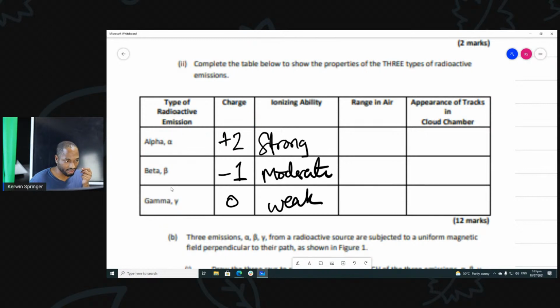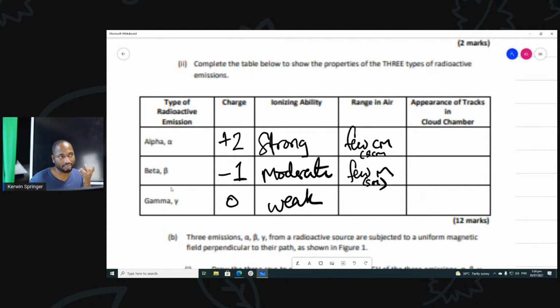And weak. Range in air: a few centimeters is good. A meter is good. And very far with gamma. Oh, I think they wanted to actually draw the appearance. Now, this one is interesting. So, a few centimeters, so 5 centimeters, a few meters, like 5 meters. And I don't know what to write for the gamma.